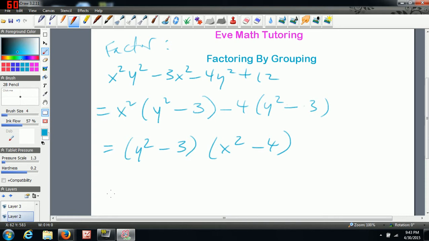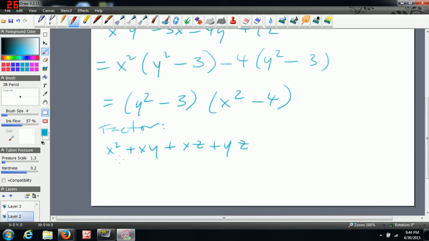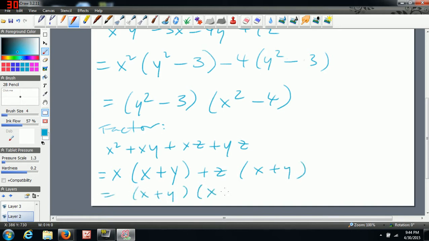Do one more example. So if I was factoring this one, I could take out an x and I'd be left with x plus y. Over here I could factor out a z and I'd be left with x plus y. And then we could factor out the x plus y and then we'd be left with x plus z. So that would be that one there.